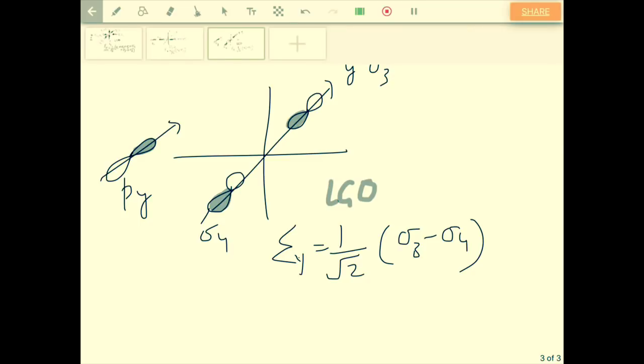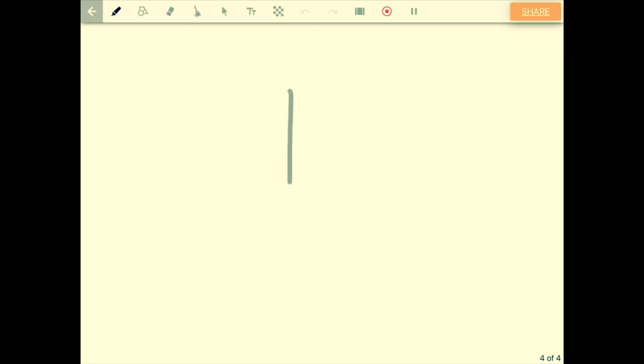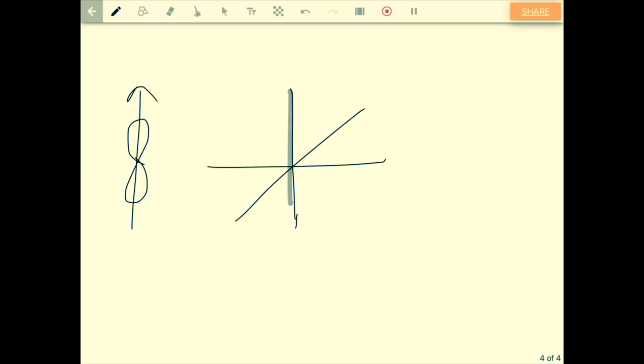Now we can consider the other LGO which can combine with the pz orbital, the pz orbital of metal. If this is pz orbital, this is in pz direction. So this will be the LGO which is going to combine. This is sigma 5 and this is sigma 6.